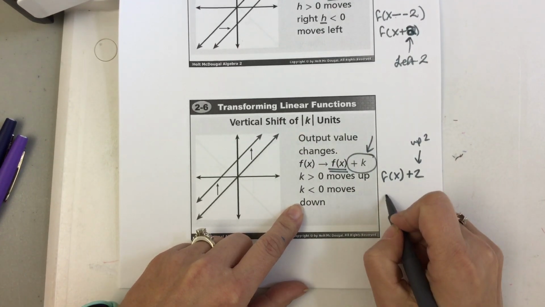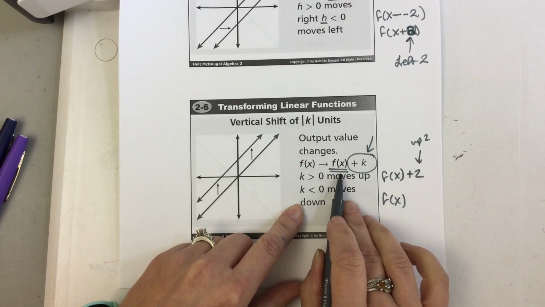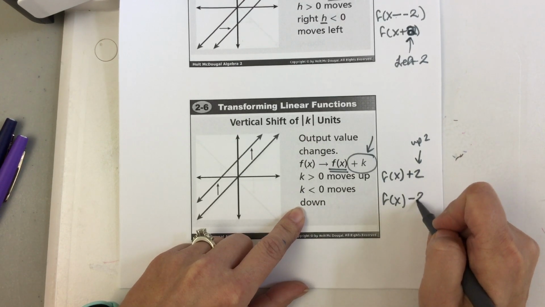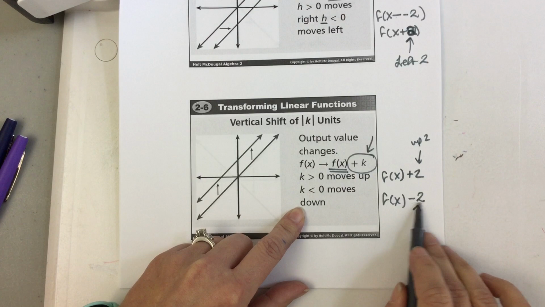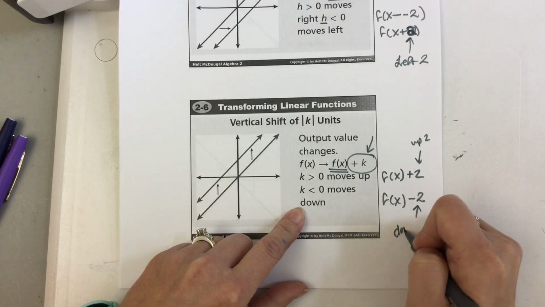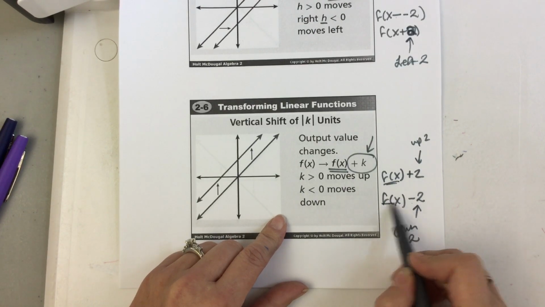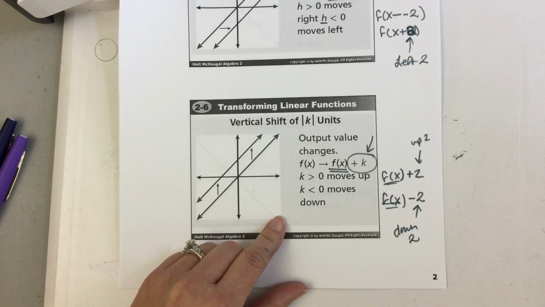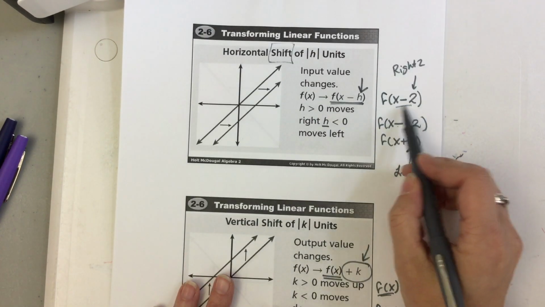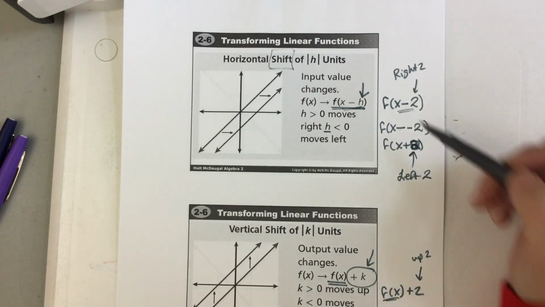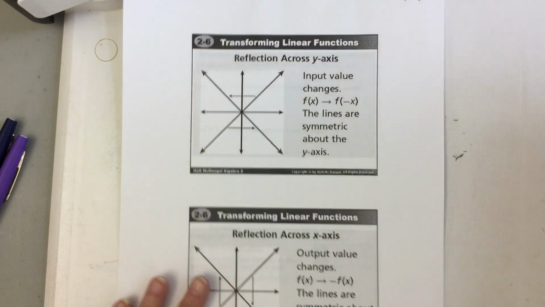If I want to go down 2, you rewrite the function the way it is. If k is less than 0, it will move down. So if I subtract 2, that 2 has a negative value, so we would be traveling down 2. Okay, now this just means rewrite the function exactly how it was. Here, it means wherever there was an x, you replace the x with whatever's in the parentheses. And we'll try a few of these.